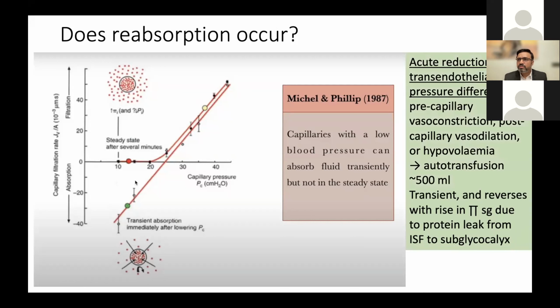This is transient because once the glycocalyx layer starts to dehydrate, there is leakage of proteins from the interstitial fluid into the subglycocalyx, and the oncotic pressure of the subglycocalyx space, which was very minimal, becomes high. When the oncotic pressure of the subglycocalyx space becomes high, that forms a drawing force again, and it balances. It comes to a new baseline after a few minutes, and from there it reaches a steady state filtration mode again.